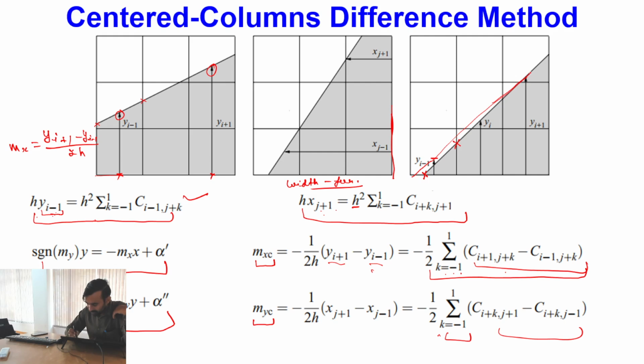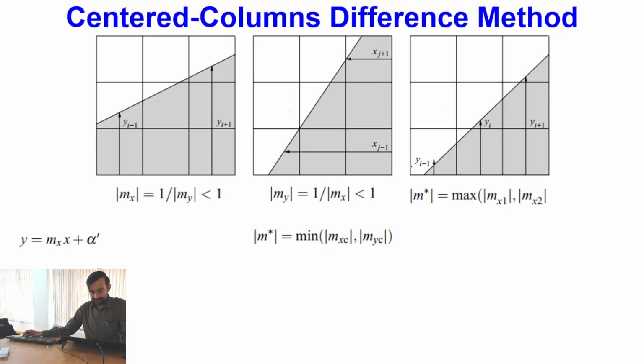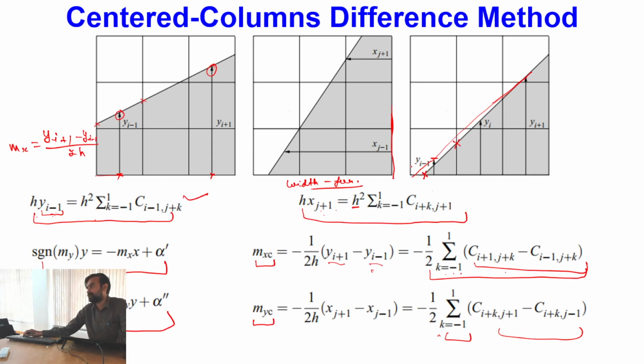So this will be your line, which is approximated using the equation, but the actual line is slightly different. It means that the centered column difference method, even for predicting only linear slopes, will not work very well if the linear interface is crossing two adjacent sides of the cell.